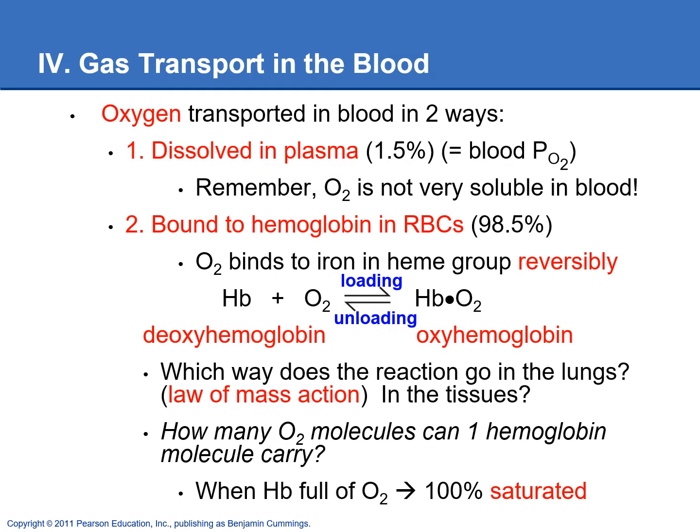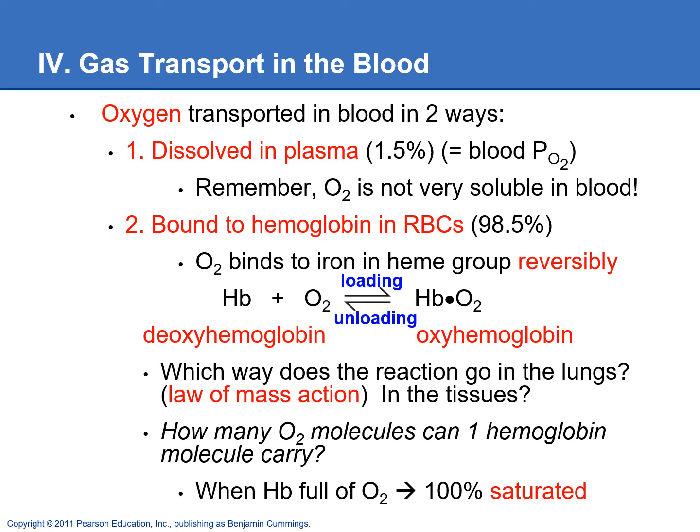And if we take a look at this chemical reaction, which way does the reaction go in the lungs? If you remember the law of mass action, if you have more of one thing on one side, it's going to push the reaction to the other side. So in the lungs, we have lots of oxygen in the inhaled air. So that's going to favor the reaction going to the right and loading oxygen onto the hemoglobin, which is what we want to do in the lungs. In the tissues, though, the oxygen levels are very low. So the oxygenated blood coming into that tissue is going to unload the oxygen at the tissue, which is what we want.